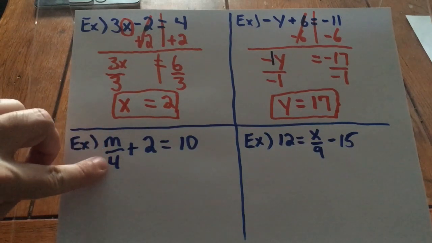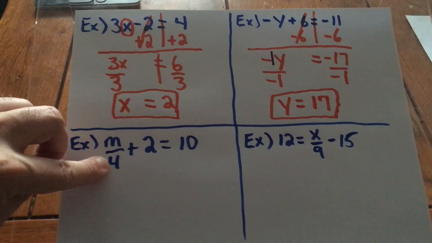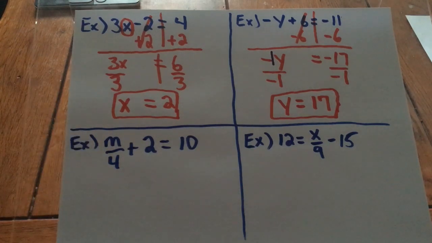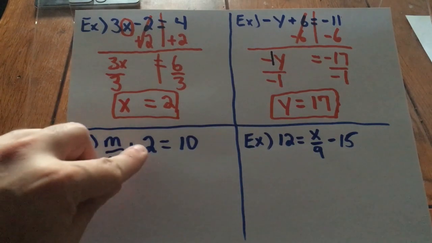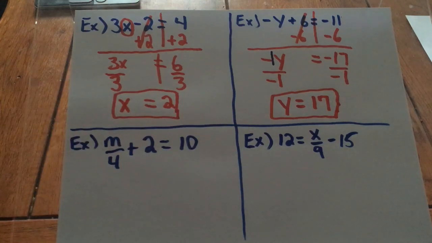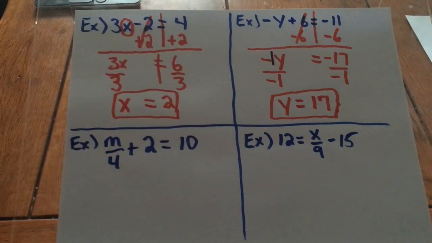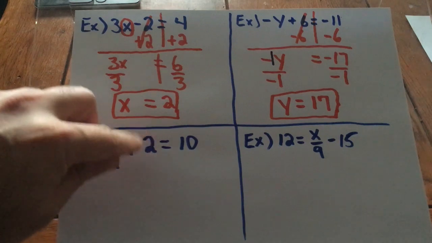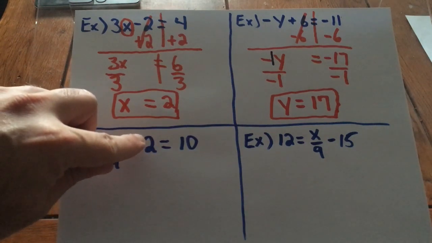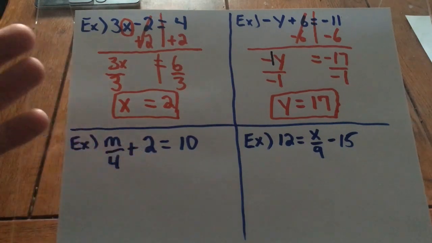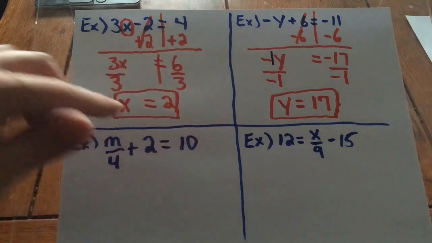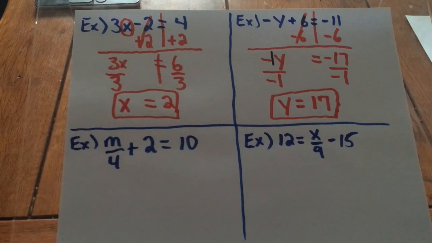Technically, m over 4 here is a fraction, but it's not really something we have to get rid of right away because everything else is a nice whole number. So I only suggest that you get rid of fractions by multiplying through by whatever's on the bottom of the fraction if it's going to be a problem here with one of these numbers. Say if this were 2 over 4, you might want to go ahead and multiply everything through by 4 so that it's nice and neat and clean to work with.